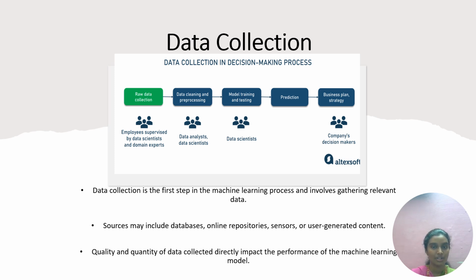into the world. Data collection is the first step in the machine learning process and involves gathering relevant data. Sources may include databases, online repositories, sensors, or user-generated content. The quality and quantity of data directly impact the performance of the machine learning model.